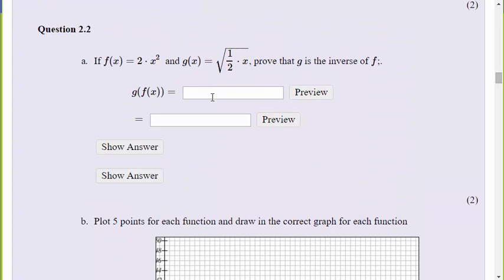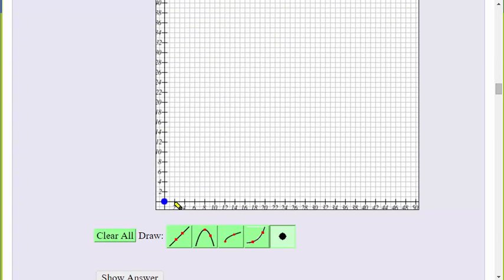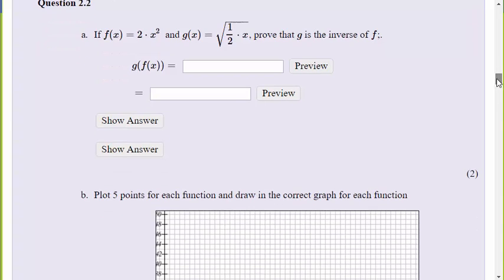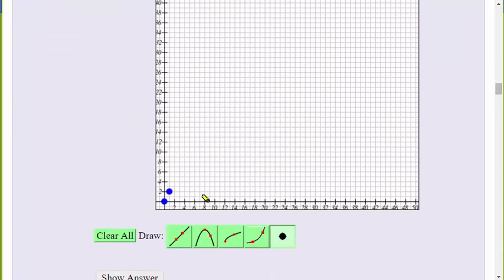If I get a 0 for x, 0 squared is 0, times 2 is 0, so that's just 0. Next one. 1 squared is 1, times 2 is 2. So when x is 1, that's here, y is 2. The next one I'm going to use is 2. 2 squared is 4, and 4 times 2 is 8. So 2 gives me 8.